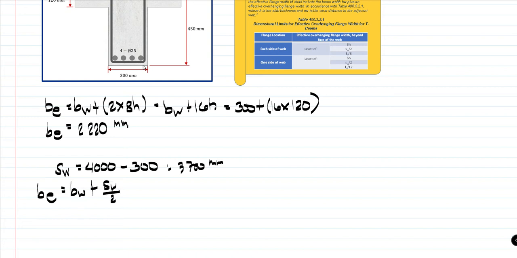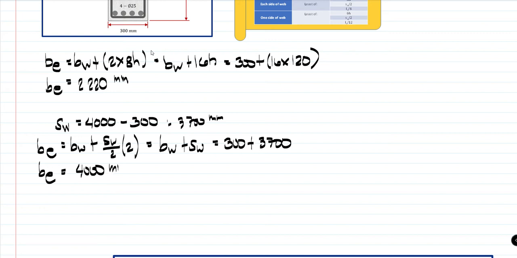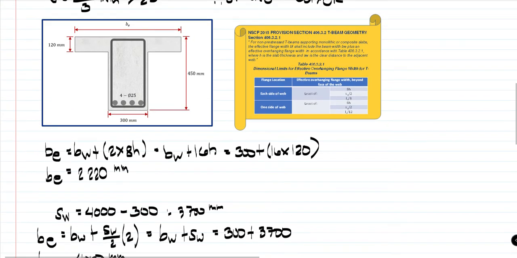And since this is each side of the web, so this will be multiplied by 2. So we have here BW plus SW. Then, getting the effective flange width by substituting the values, we have 300 mm plus 3,700 mm that will be an effective flange width equivalent to 4,000 mm. So, that will be the second provision. Hindi pa natin siya pwedeng galawin kasi meron pa tayong third provision. Our third provision is the ln over 8.